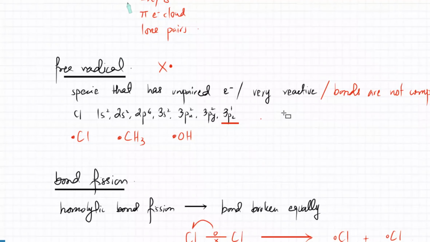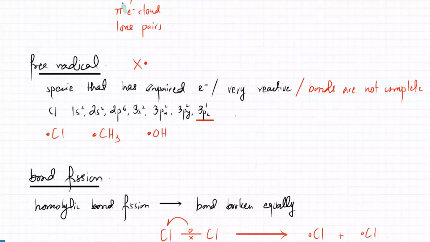So this is what a free radical is. A free radical is usually represented by a dot, by a single dot. It's a species that has unpaired electrons. It's very reactive, and what we mean by unpaired electrons is that its bonds are not complete. Like if you look at a Cl atom, if you look at all the orbitals, one of the orbitals has one electron missing. So it needs to form one bond, it needs to fill this orbital somehow.